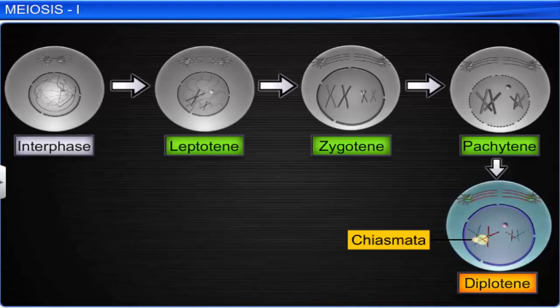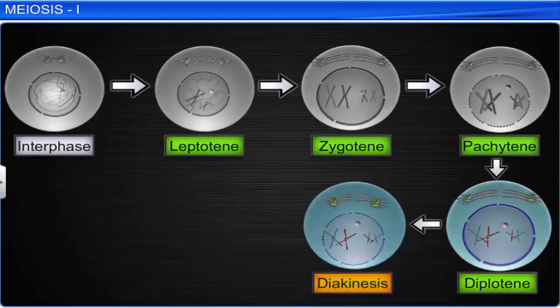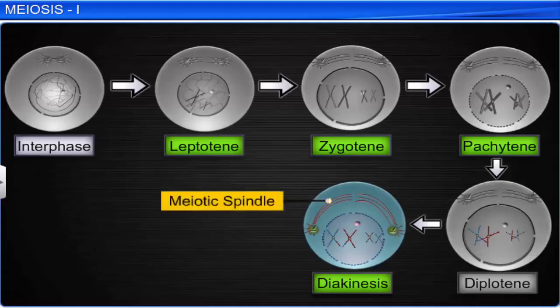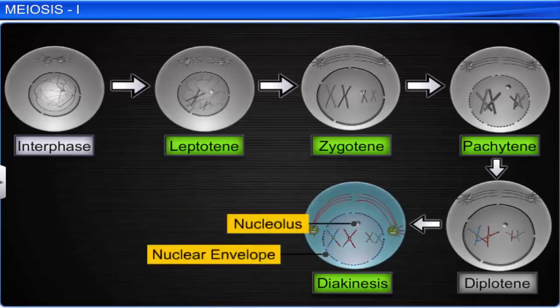The final stage in prophase I is diakinesis, during which the chiasmata terminates. Moreover, the chromosomes fully condense and become clearly visible, while the meiotic spindle assembles and prepares the homologous chromosomes for separation. This stage represents the transition to metaphase I and ends with the disappearance of the nucleolus and disintegration of the nuclear envelope.